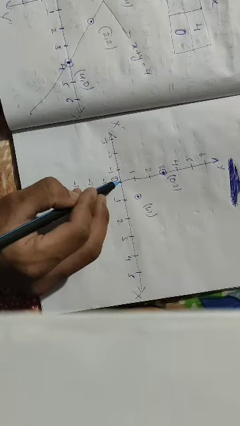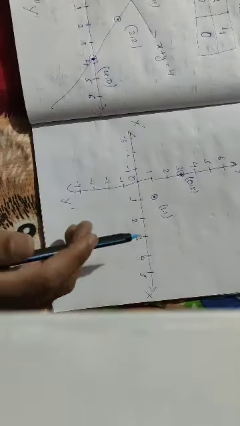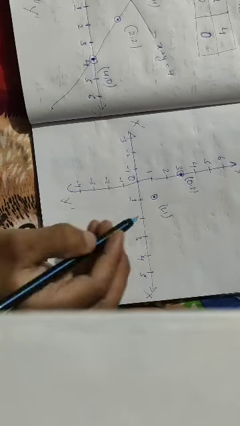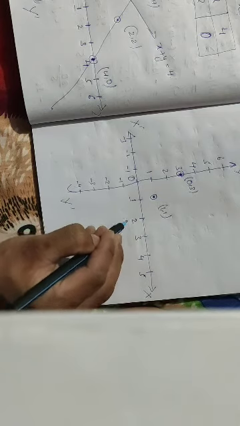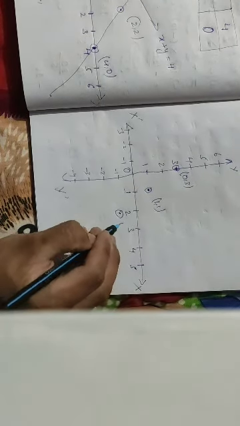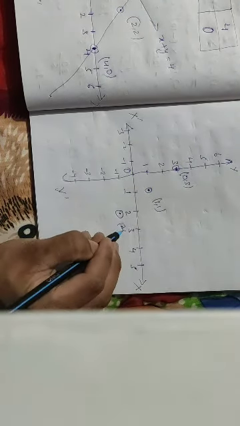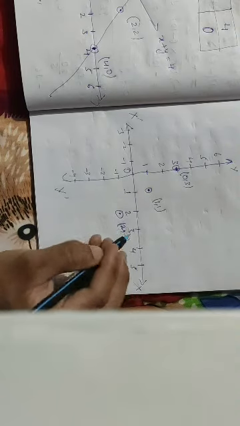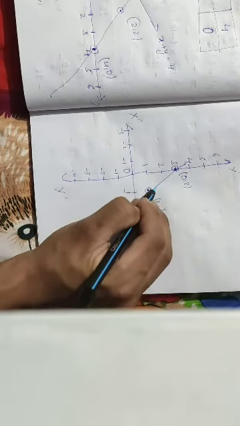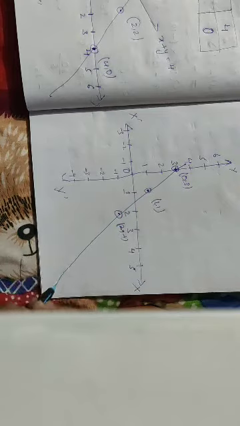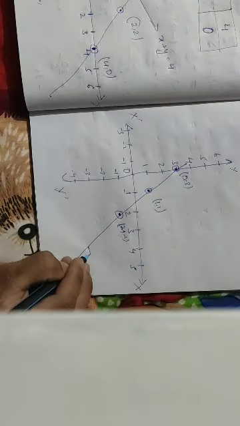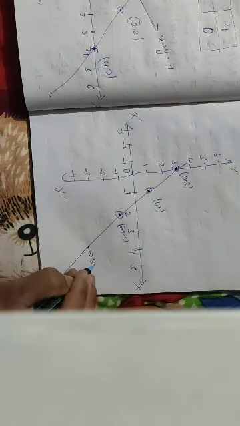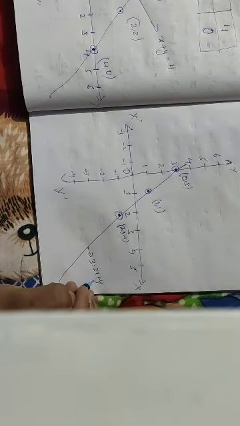The last point is 2 comma minus 1, right? So I am plotting 2 comma minus 1, 1 2 minus 1. Now I have to join these using a scale. If you join them, you will again obviously get a straight line. So this one you got. This is the graph for 3 equals 2x plus y.